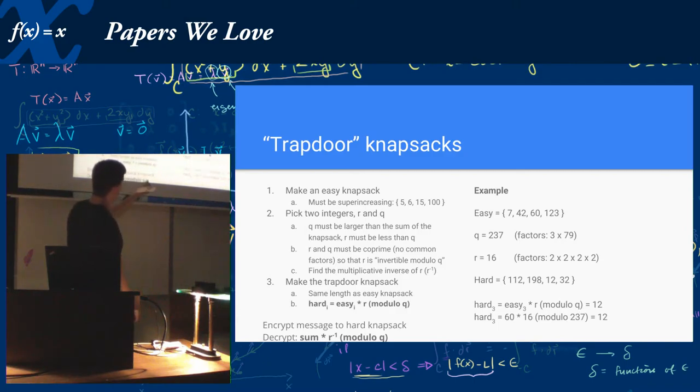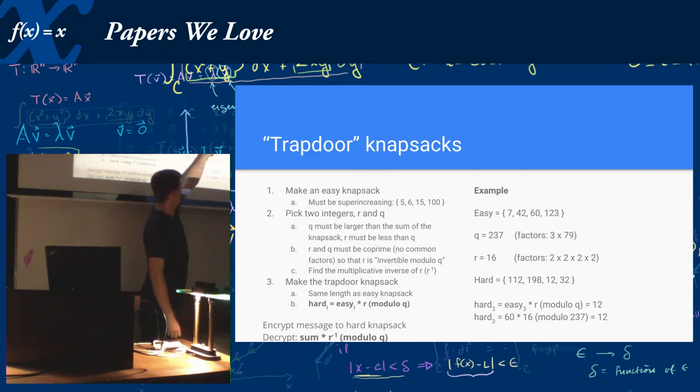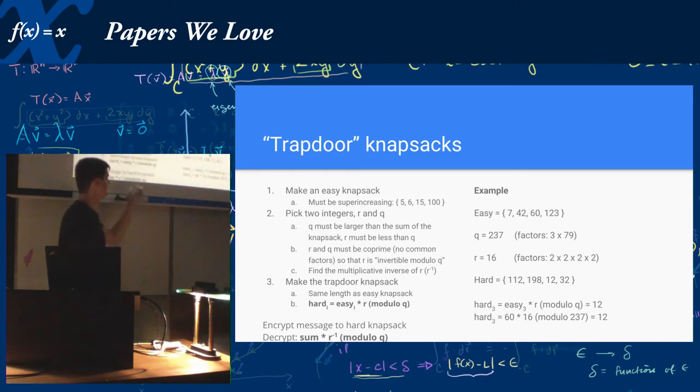And then that gets you your hard knapsack. So something that you'll observe here is that the easy knapsack is easy because it's super increasing. The values are bigger than the sum of all the previous values sequentially. The hard knapsack is not. It looks like a hard knapsack. And that's basically the idea of the security of it, is that the hard knapsack is hard, the easy knapsack is not.